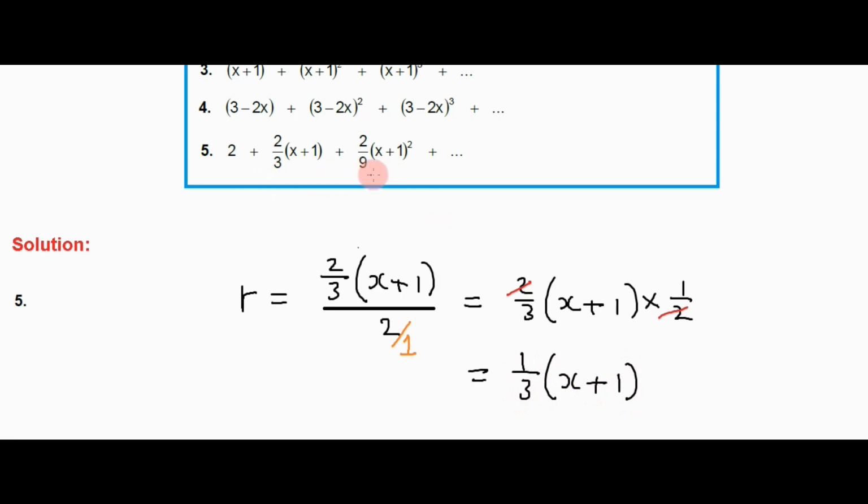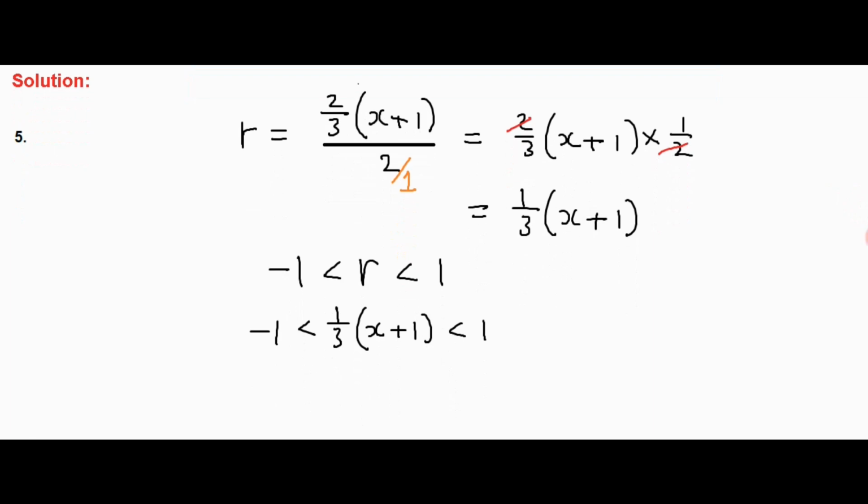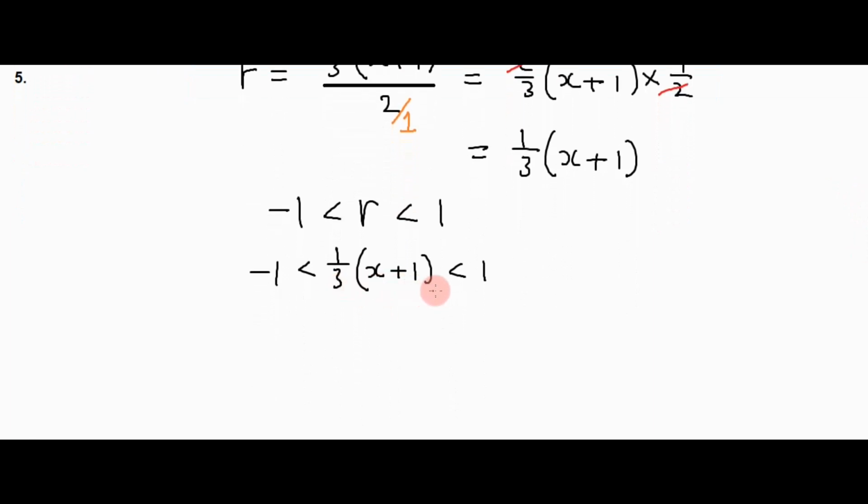Then we know for the series to converge, r must be between plus and minus 1. So that means that a third into x plus 1 must be between negative and positive 1. And we want to isolate x in the sandwiched inequality. We can first get rid of the third here, the fraction, by multiplying through by 3.